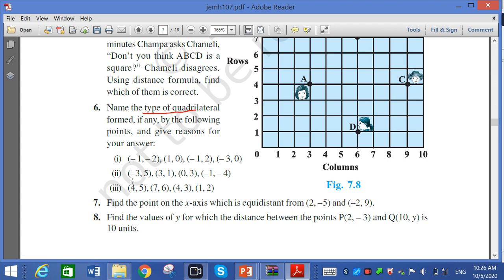Now sums 7, 8, 9, 10 we have to see in the next lecture. So we have started a new lesson, that is the 7th lesson, only 3 exercises. The distance formula is related to exercise 7.1. 10 sums are there. 5 sums we have completed today. In the next lecture, we have to complete the remaining 5 sums.